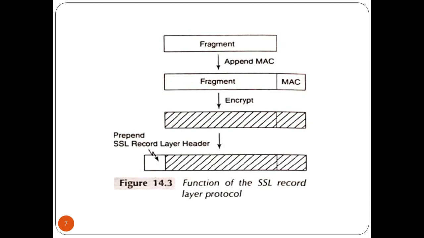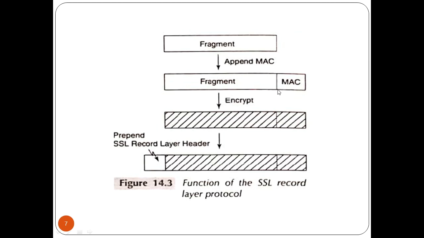If the fragment is received from the upper layer, then the next step is that the MAC is computed on the concatenation of the 64-bit sequence number and the compressed fragment. If you are using compression, then every fragment is going to be identified by the 64-bit sequence number. Along with this, the MAC is going to be computed on the concatenation of the 64-bit sequence number, which is used to indicate this fragment, and the compressed fragment itself. So the MAC is going to be added at the end.